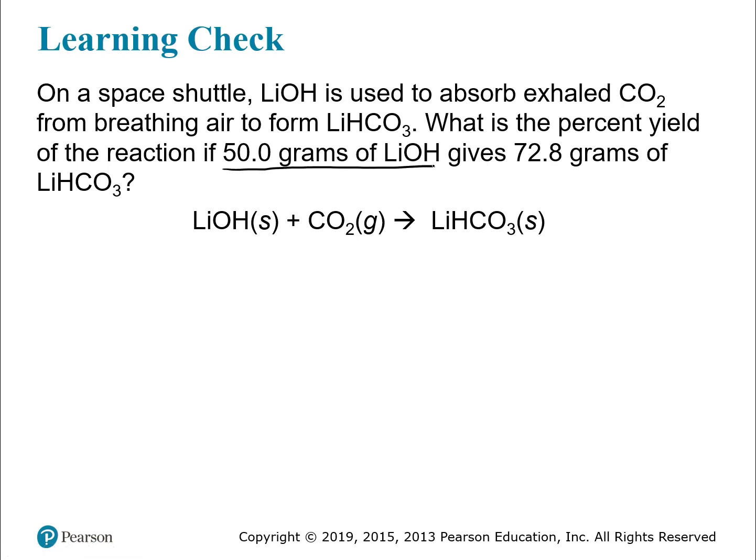The 50 grams of lithium hydroxide, we see that that's a reactant. So that must be the mass of our starting material. The 72.8 grams, that's our product. We can label that as the actual yield. We'll need that when we're calculating the percent yield later.